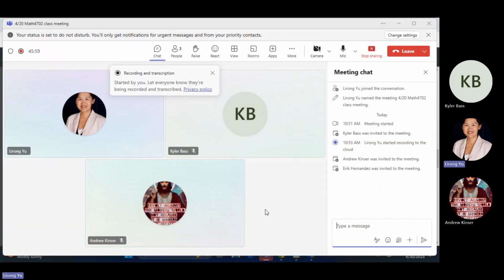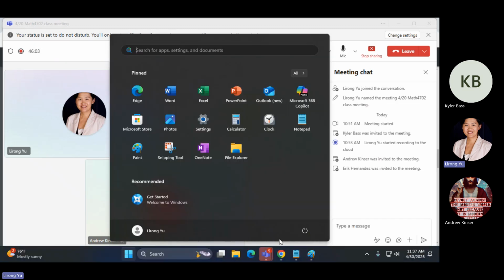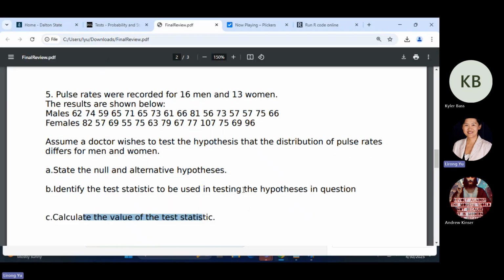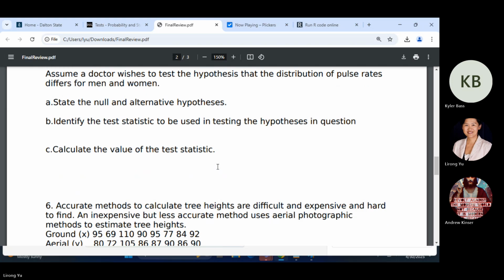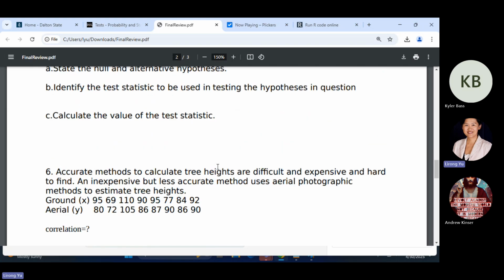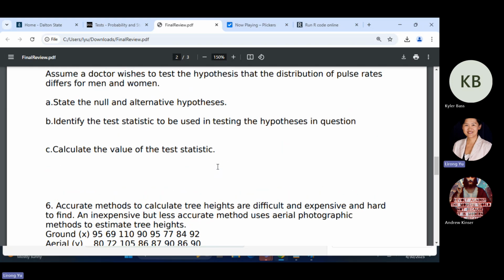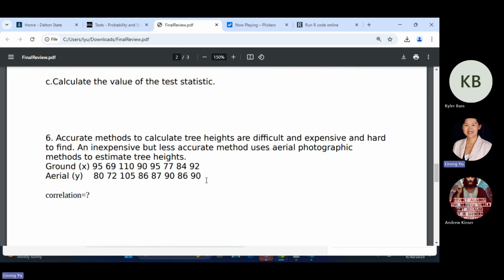Any questions so far? We're just reviewing questions to prepare for the final exam. On the final exam, we will have the Wilcoxon test, the paired t-test, and the ANOVA test. Those are the targeted procedures we cover.